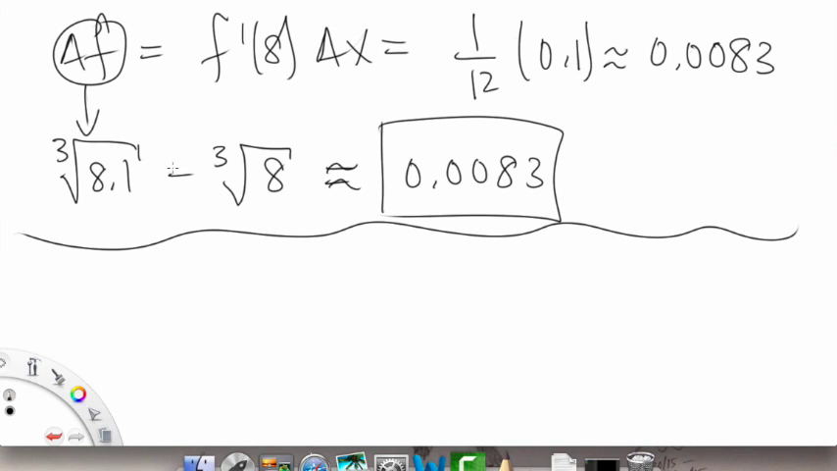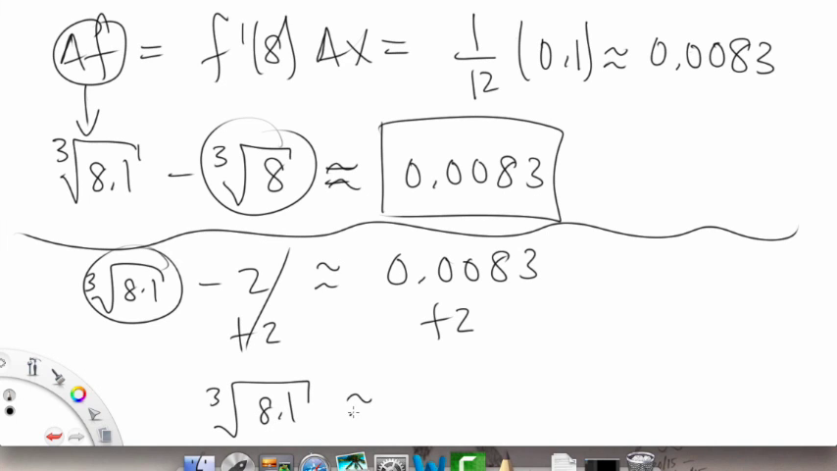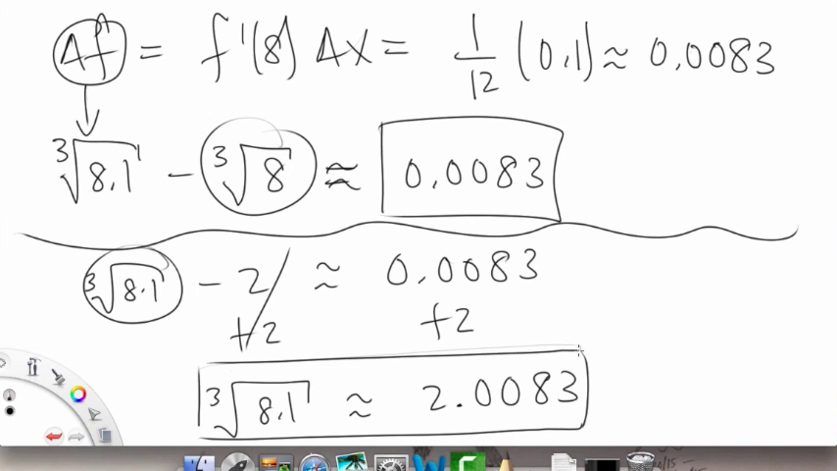And here's a little bonus step. Since we know that the cube root of 8 is equal to 2, we can rewrite it as the cube root of 8.1 minus 2 is about equal to 0.0083. If we wanted to solve for just this guy, we would just add that 2 over. And we get that the third root of 8.1 is about equal to 2.0083. So, fun fact, now you know that the cube root of 8.1 is about equal to 2.0083. Good to know.